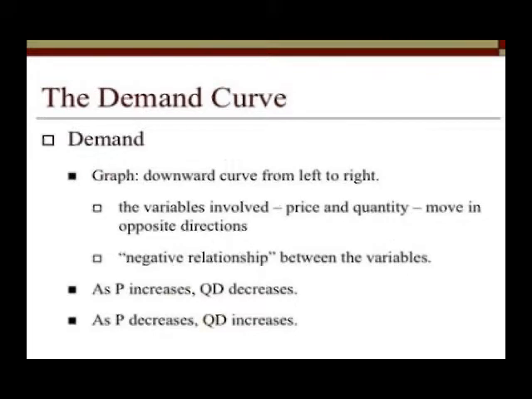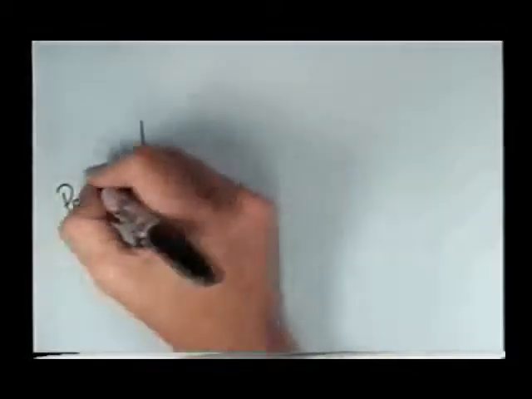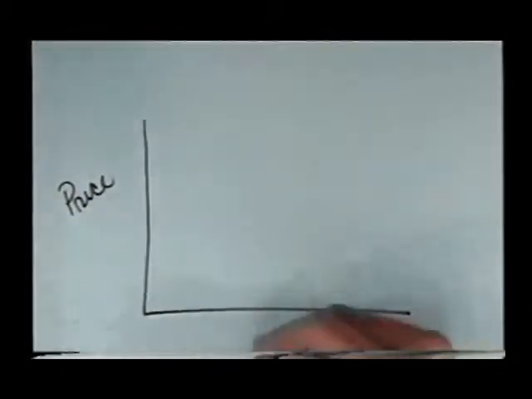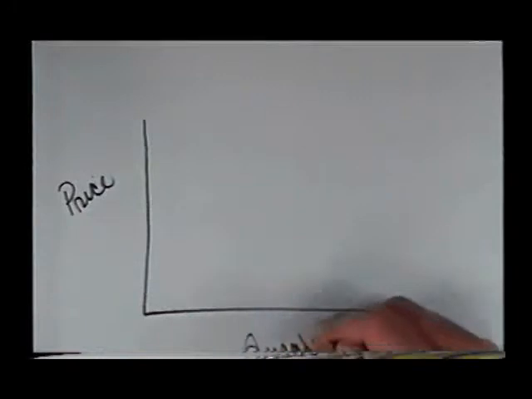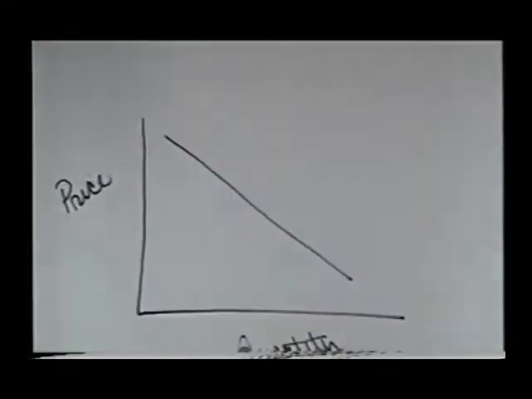Graphically, when we look at a demand curve, it's going to be downward sloping from left to right. Generally speaking, I would say 99% of the demand curves that you see will be downward sloping. It's downward sloping because the variables involved, price and quantity, move in the opposite direction. Here we have our y-axis, which is what we put price on, and then here we have the quantity axis. And like I said, the demand curve is downward sloping. We'll take a look at that in a little bit.